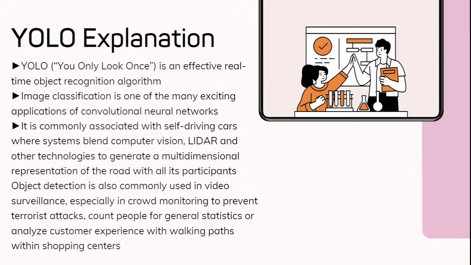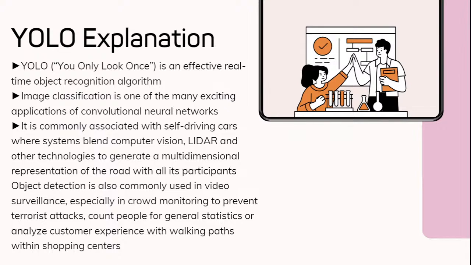So it can get video input, then use YOLO to detect the lane and detect objects, as well as LiDAR for detecting, and other technologies together to generate a multi-dimensional representation of the road with its participants, which is something like the objects present on the road, the persons or all the other supporting things present on the road. So it is necessary, right? Then only you can decide what your car should do.